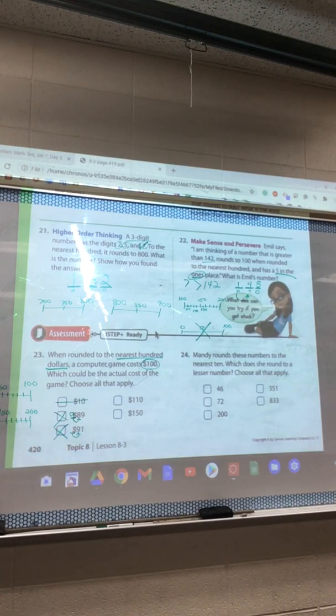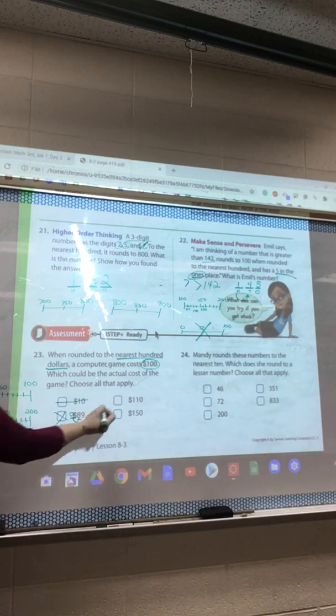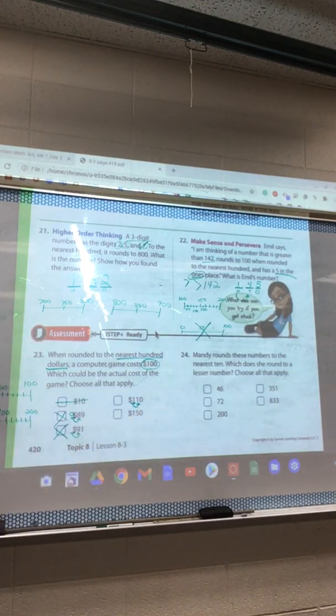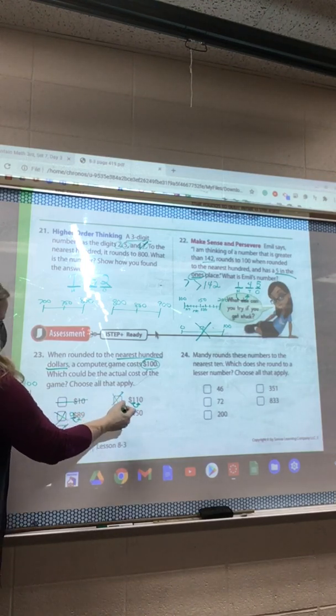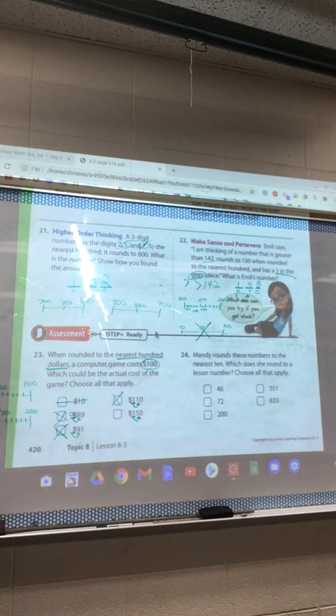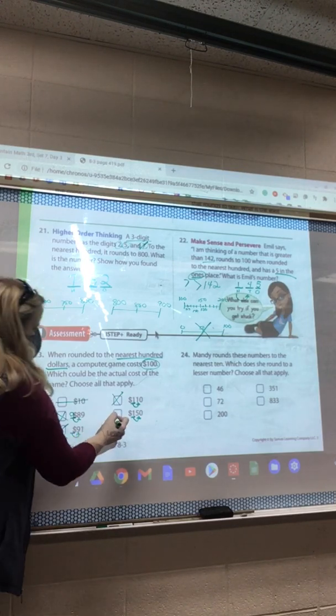What about 110? Now we're down on this one. So 110 hits about right here. Here's my 100 spot. I'm still going next door. Is that 5 or more? No, so it's going to round to 100. And here's my 100 spot here. I go next door. Yes, 5 or more. So what's that going to round to? Raise the score. What's it going to round to? 200. So that one's a no-go, right?